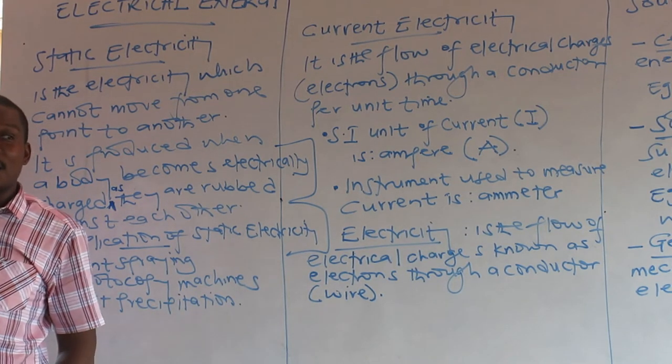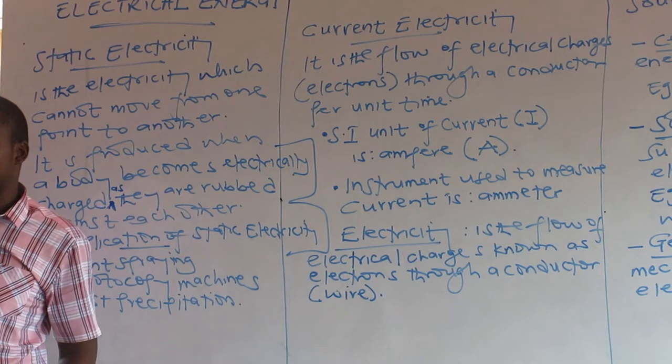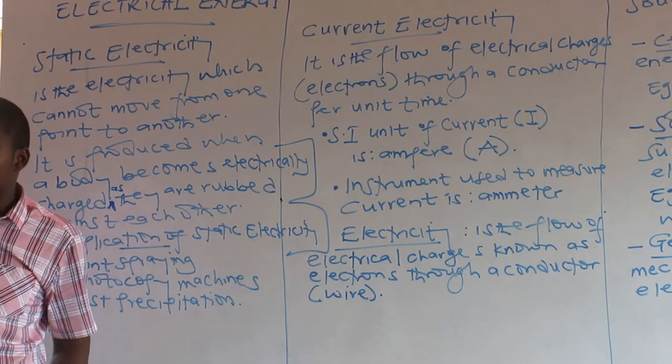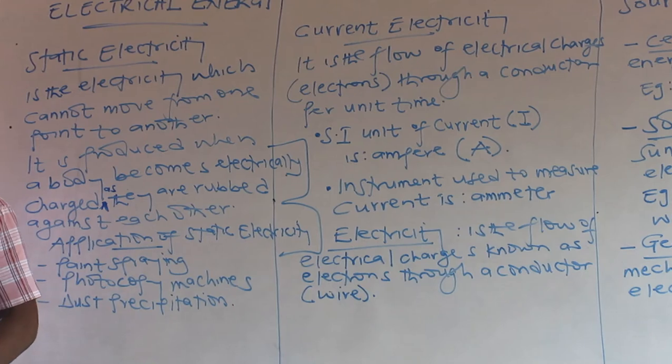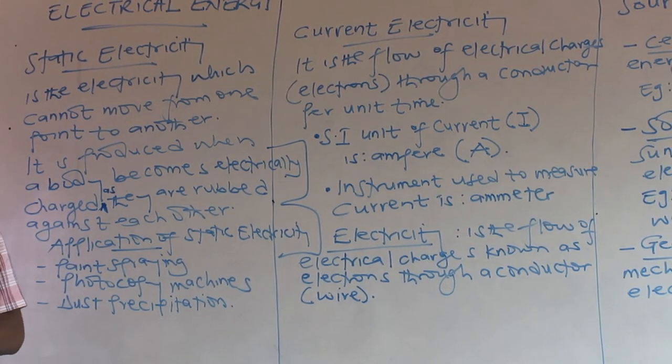So you can be working in an industry or maybe a laundry where you used to clean large or huge carpets, right? A lot of dust. So you need to precipitate or collect the dust in one area, right? So we use static electricity. You make the dust charged.